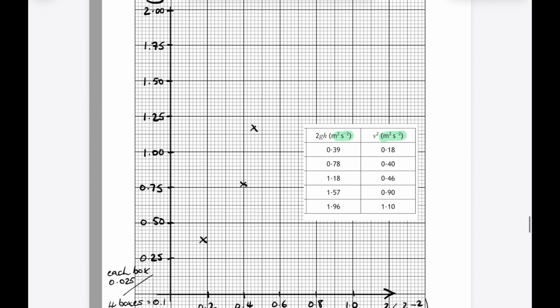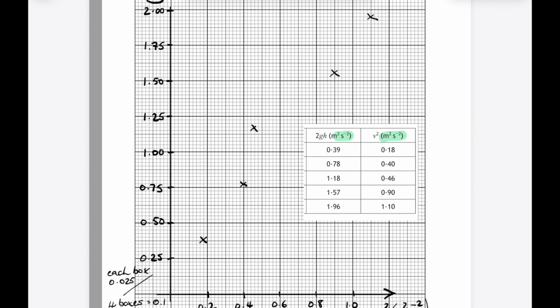0.9 and 1.57. That's about there. And 1.1 and 1.96. Just about squeeze that in. So that's why I went up to 2 on my y-axis. And 1.1 and 1.96 is about there.